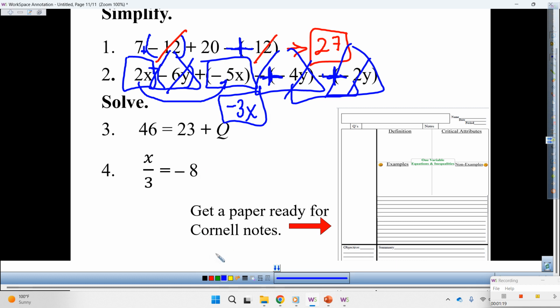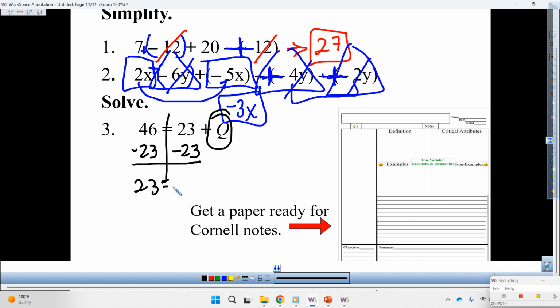Number 3. Here we go. We got 46 equals 23 plus q. Line down the equal sign. We need to leave q by itself, so we need to subtract 23 from each side. Answer, 23 equals q.